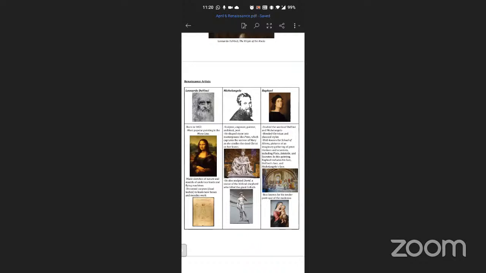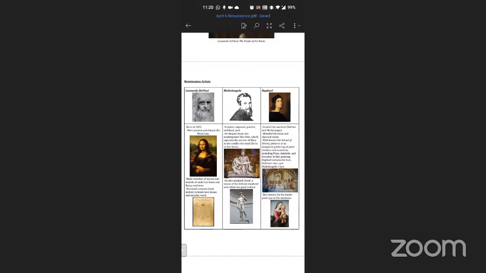Michelangelo was a sculptor, engineer, painter, architect, and poet. He shaped stone into masterpieces like the Pieta, which captures the sorrow of Mary as she cradled the dead Christ on her knees. So this work shows that when Jesus Christ died, his mother Mary took him in her hands. He also sculpted David, a statue of the biblical shepherd who killed the giant Goliath. So these two statues were his famous ones.